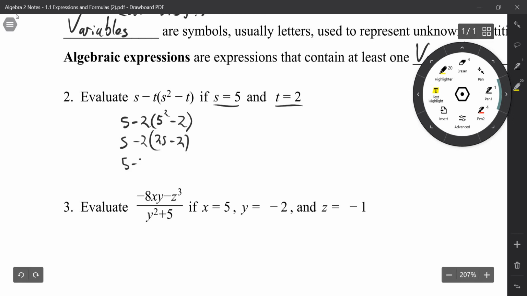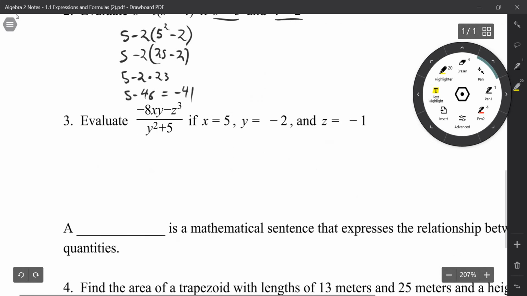We have 5 minus 2 times the quantity 23. And now that we have a single number in here, we can get rid of the parentheses as long as we know what was happening to it. It was being multiplied. So next is multiplication. 2 times 23 is going to give us 46. And then 5 minus 46 is going to give us negative 41. And that's it.